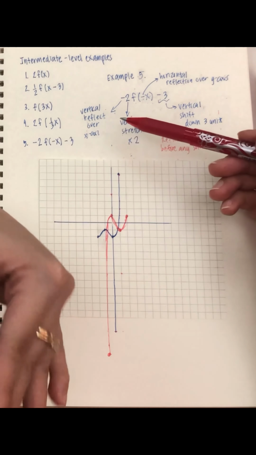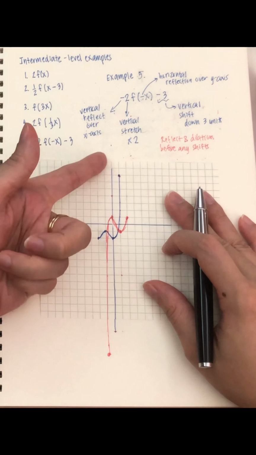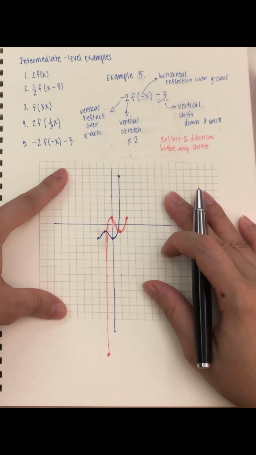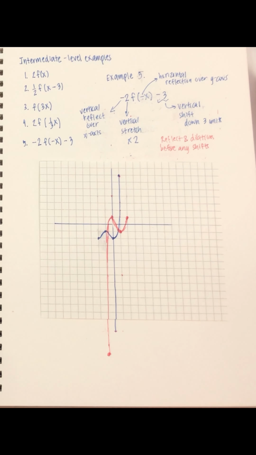It reflected over the x-axis. It got stretched vertically. It got flipped horizontally as well. And then it got shifted down 3 units. So these are the intermediate level examples. There's still a 3rd video for advanced level.